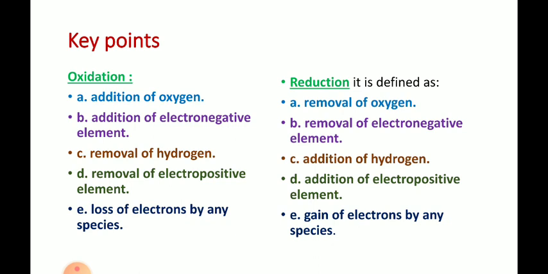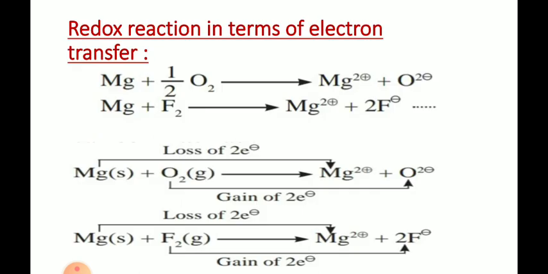So these are the key points which we have summarized, as we learned in our previous lecture. In continuation with that, we will learn the next point of this chapter, which is nothing but redox reactions in terms of electron transfer. This is the next part of the chapter, which is very important. In the following reactions, we will learn in this video lecture how electron transfer takes place.